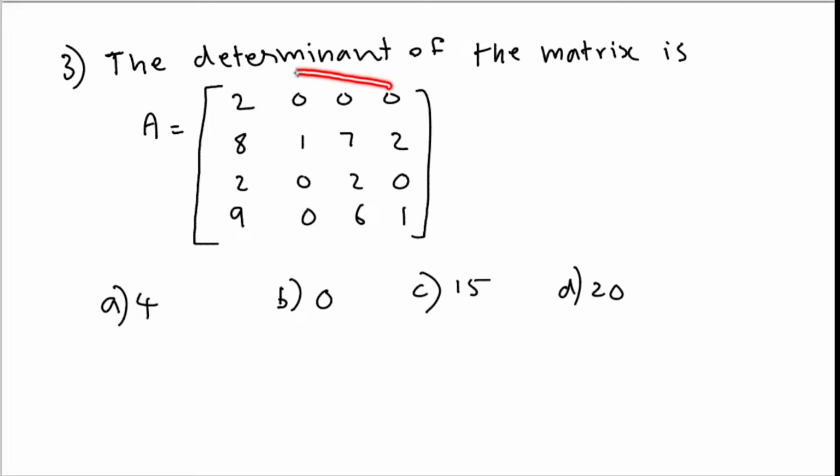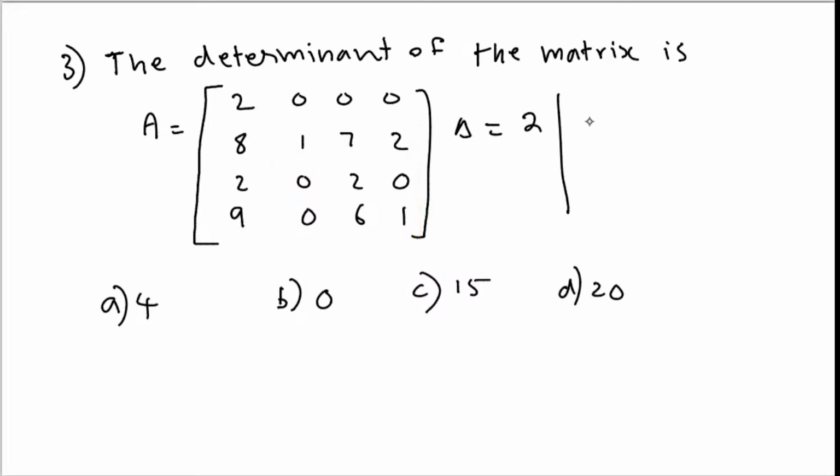Consider this row. When I consider this row, these three elements are 0. So I can calculate the determinant along this row. The determinant equals 2 into the determinant of, with this column and this row removed, the determinant of this section.